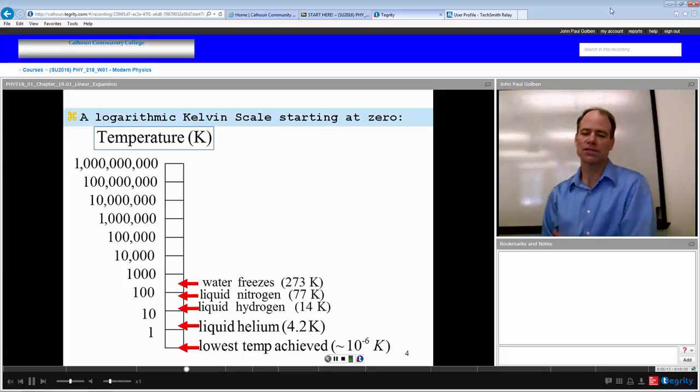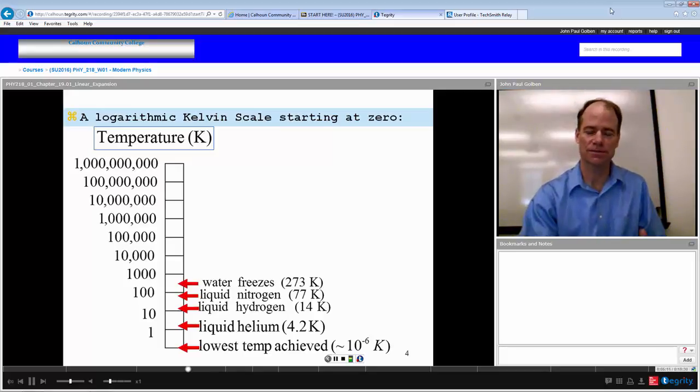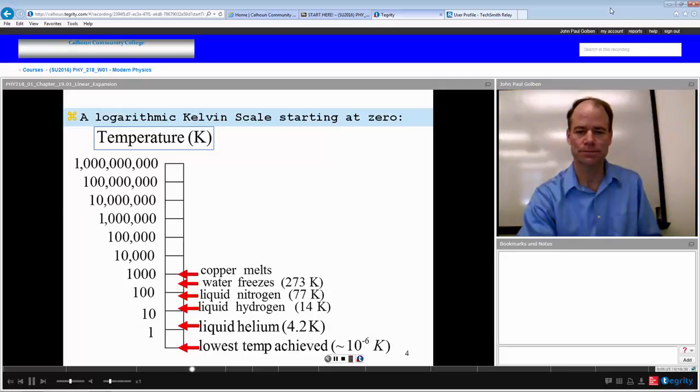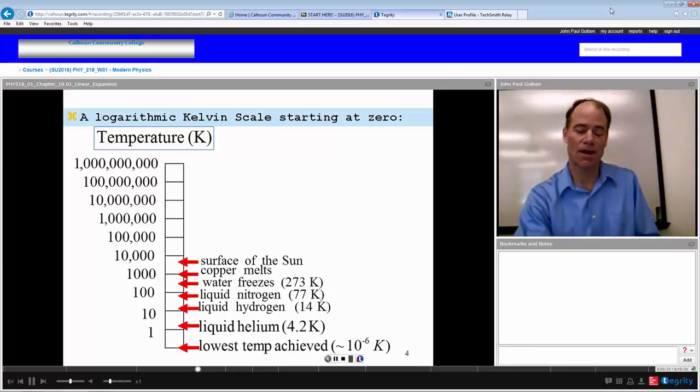Water freezes at 273 degrees Kelvin, hence the correction between centigrade and Kelvin scale. Copper melts somewhere around 1,000 degrees Kelvin. The surface of the sun is 6,000 degrees Kelvin, and also happens to be about the temperature of the middle of the Earth.